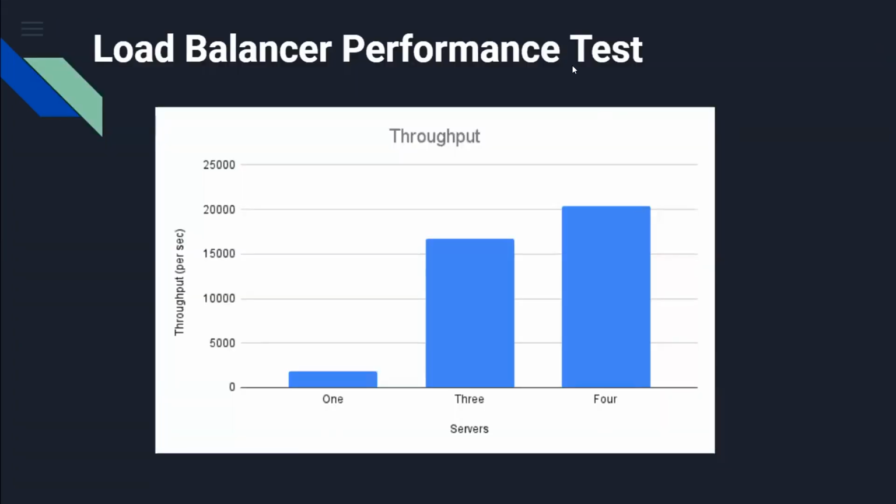Now, how will a load balancer perform? For example, if we are using load balancers, how does the performance go up? When we had only one backend server available, the throughput was approximately 2000 requests per second. But when we increased it to 3 servers, it was crossing 15,000 requests per second. Similarly, when we increased the servers to 4, the throughput increased even further, and it crossed 20,000 requests per second.